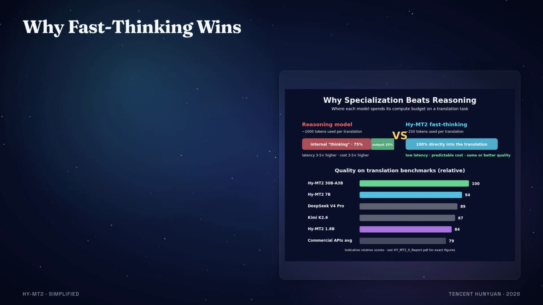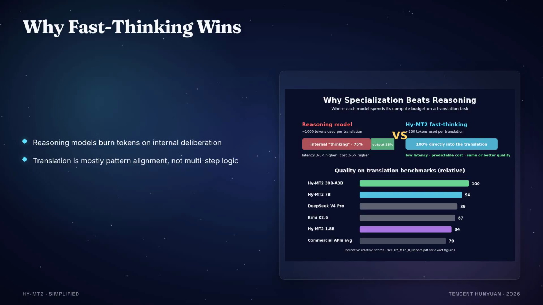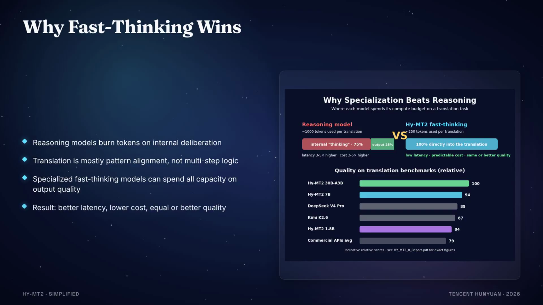Why does a fast-thinking model beat a reasoning model on translation? Because translation is fundamentally a pattern alignment task, not a multi-step logical reasoning task. When a reasoning model spends 1,000 tokens thinking before writing the translation, most of that thinking is wasted. A specialized fast-thinking model can put all of its capacity directly into the output. You end up with better latency, lower cost, and equal or better translation quality. This is the same lesson we have seen with specialized models in other domains. When the task is well defined, beat the generalist.